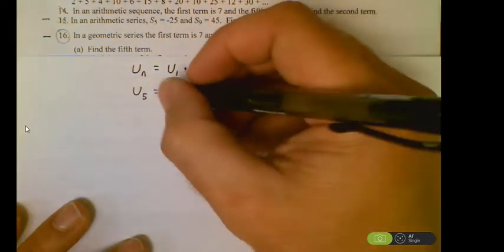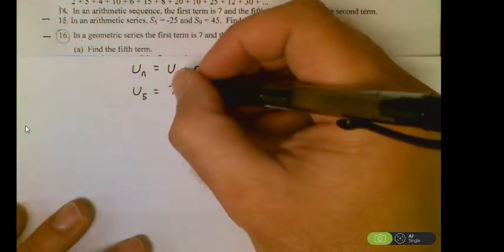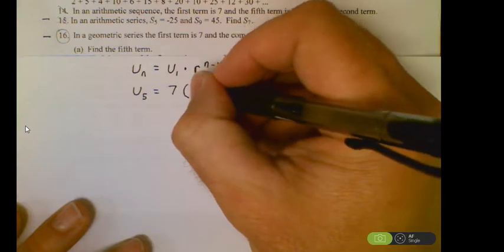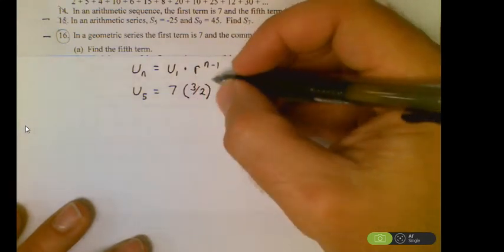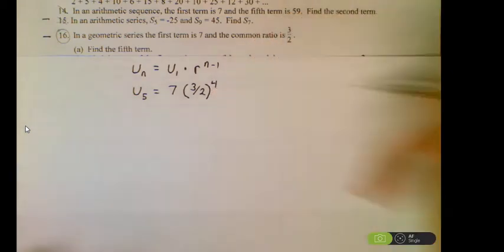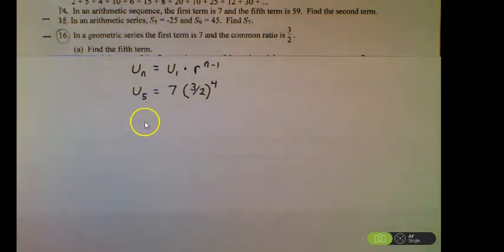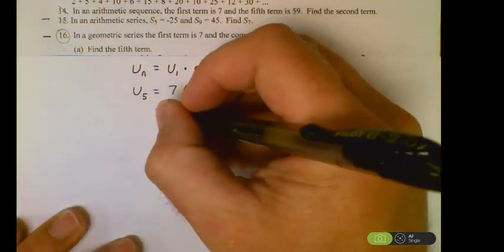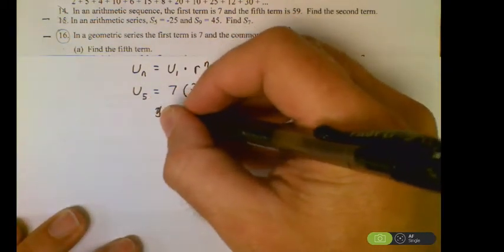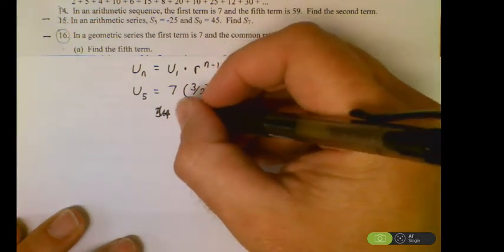We know the first term is 7, with a common ratio of 3/2. And since it's the fifth term, we're going to do 5 minus 1, which is the fourth power. So that's just a straight shot into the calculator from there, which is about 35.4375.